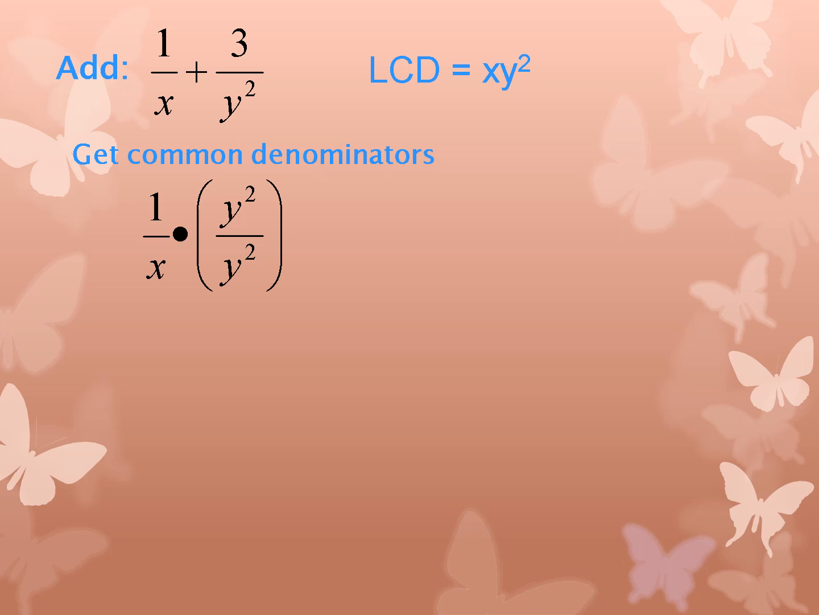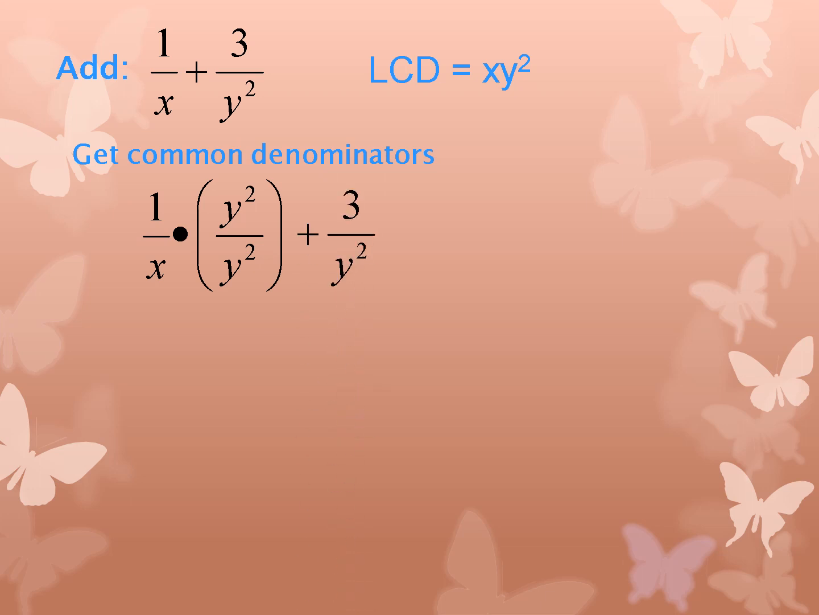Now, y squared over y squared is just a fancy form of 1. So again, we're not changing the value of the fraction. We're just doing a little plastic surgery on it. We're changing what it looks like. So let's look at the next term.